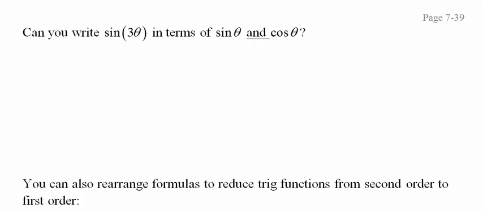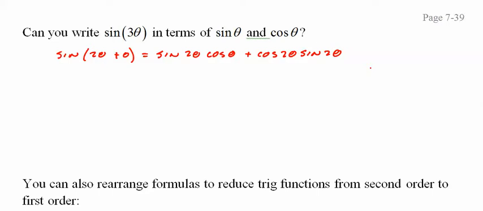But how about writing sine of 3 theta in terms of sine of theta and cosine of theta? This looks like it's going to be hard, but I know we can just do sine of 2 theta plus theta. Sine, cosine, cosine, sine. Sine of 2 theta, cosine of theta, plus sine stays the same, cosine of 2 theta, sine of theta. Sine, cosine, cosine, sine. 2 sine of theta, cosine of theta.